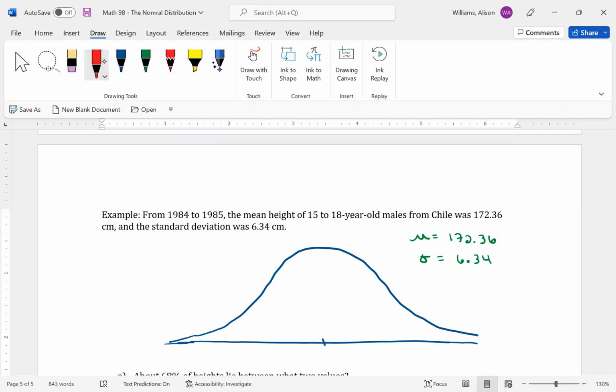Okay, so in the middle, that's the mean. I'm going to use red. 172.36. And then I'm going to go 3 standard deviations above the mean and 3 standard deviations below the mean. That means I'm going to add 6.34 3 times, and subtract 6.34 3 times. I'm not going to show the adding and subtracting, I'm just going to do it on the calculator. So minus 6.34. Okay, I'm getting 166.02. And then I'm going to subtract 6.34 again, and I get 159.68.